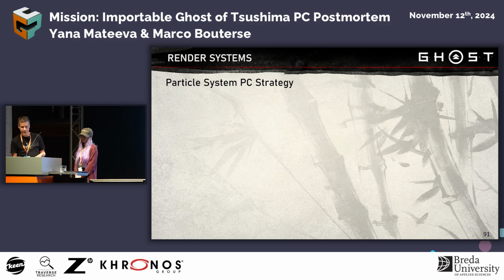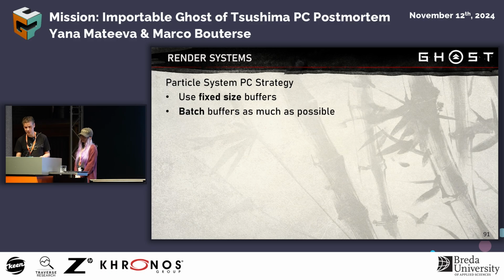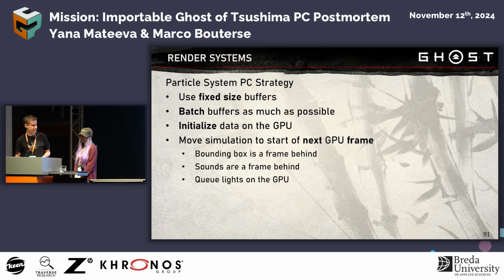So what was our strategy here? We mostly wanted to use fixed size buffers and sub-allocate as much as possible, so emitters would share the same buffer. And also there was some data initialized on the CPU in the PlayStation version that we couldn't really do, so we moved that to a compute shader. And the most important thing we did was actually move the simulation from async compute to the start of the next GPU frame, so we didn't have that dependency anymore.